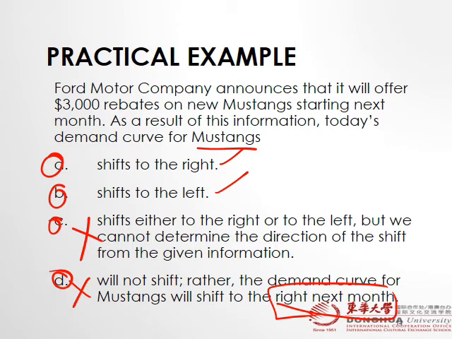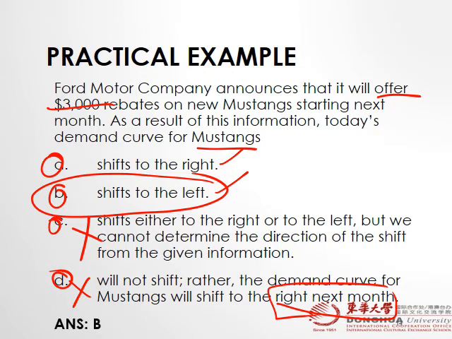So again, I'm going to read that. Ford Motor Company announces that it will offer a $3,000 rebate on new Mustangs starting next month. So next month the price is going to decrease. So consumers will start buying next month, not this month. Of course, next month. So this month they postpone their purchases or they forgo their purchases. So this month, shift to the left. So your answer is B.